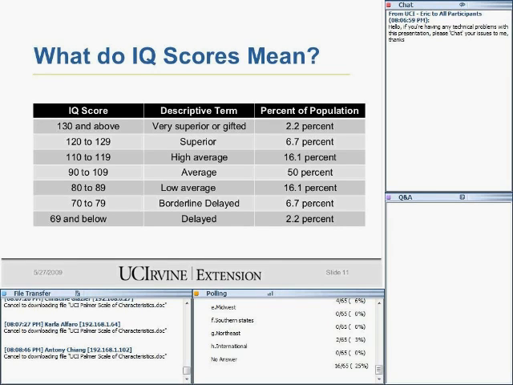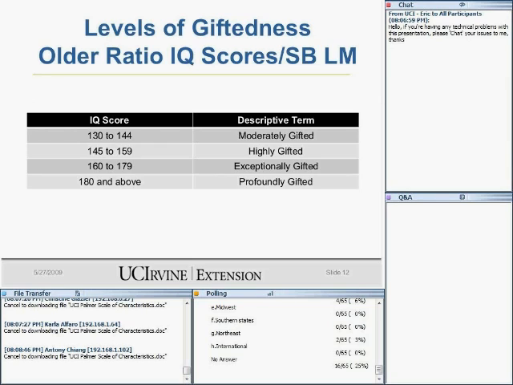Okay, so I'm going to go to the next. This is important to know. When we hear that Einstein had an IQ of whatever it was supposed to be, 180, 200, and people having IQs of 160 or 180, almost certainly you're hearing about what are called ratio IQ scores.